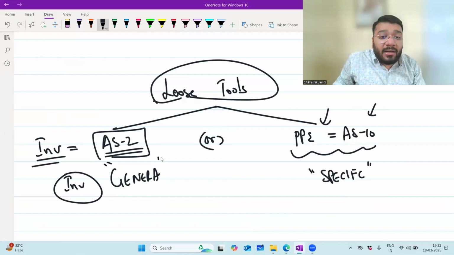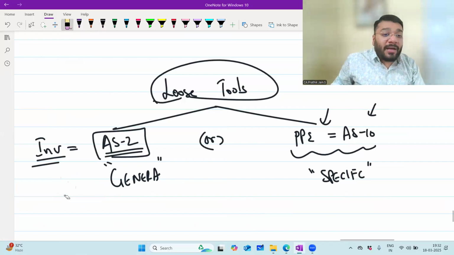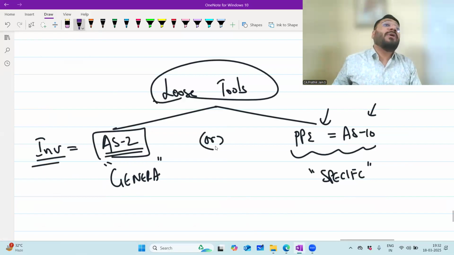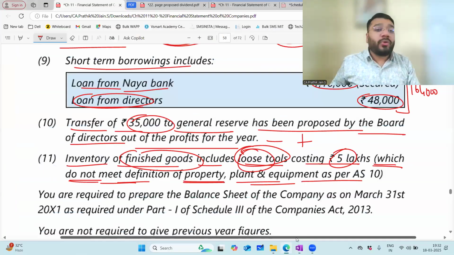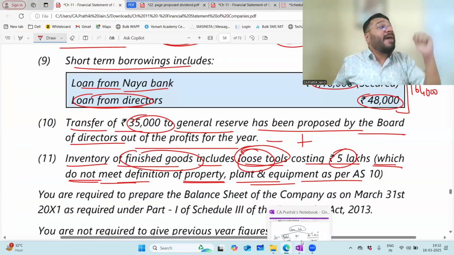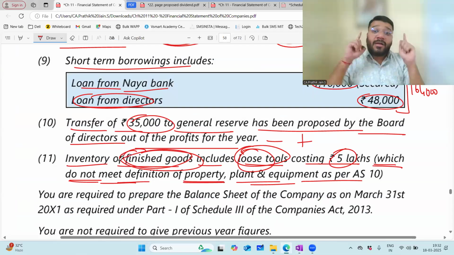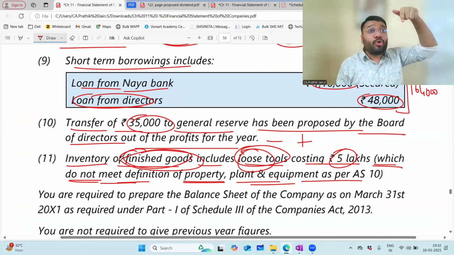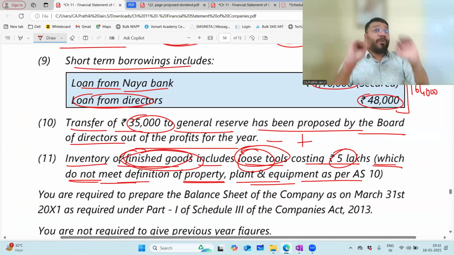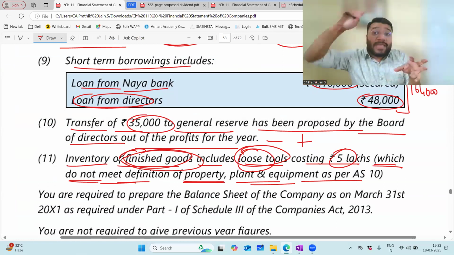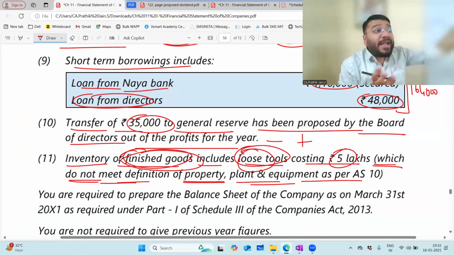It is a general one. Apana, this 5 lakh should be going to your asset or should it be going to your inventory? It should go to your inventory. So this is currently included where? In the finished goods. Now schedule 3 says that, see, 5 lakh you're showing in finished goods. As per accounting standard 2, you're recording in inventory. I have no problem. But I want you to disclose this item separately outside finished goods.